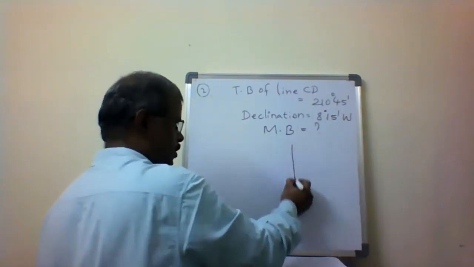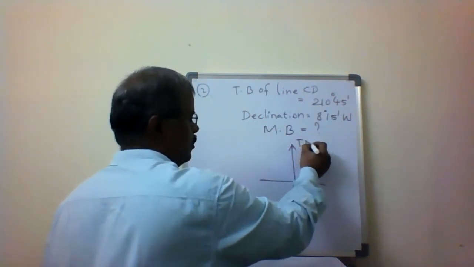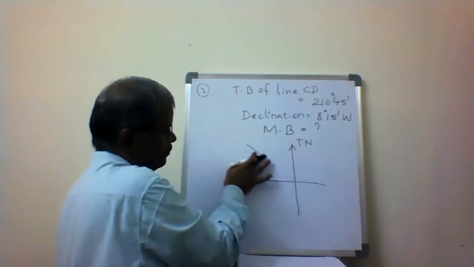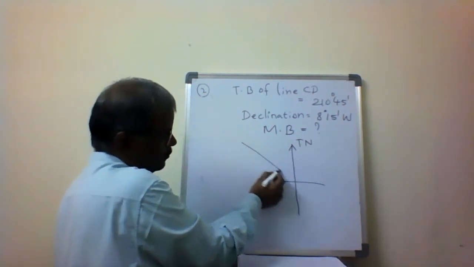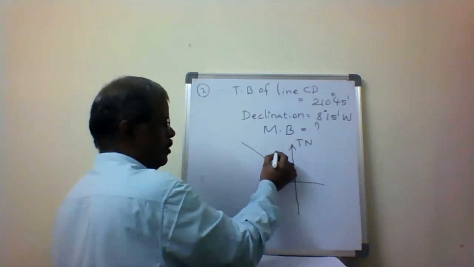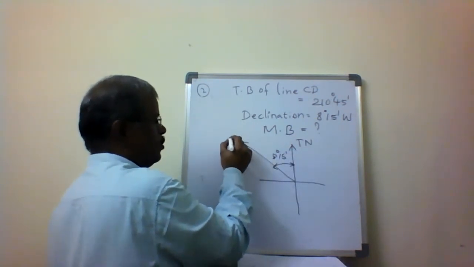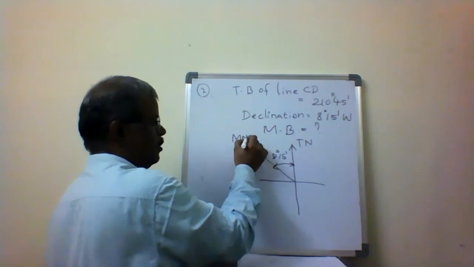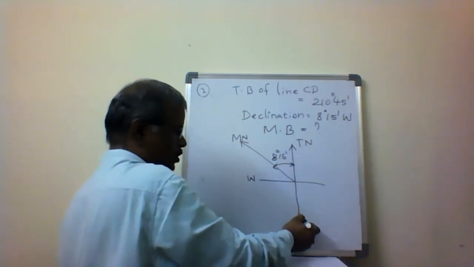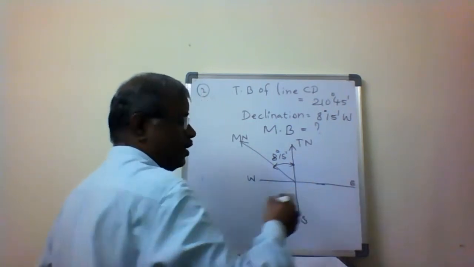So once again we can draw the diagram. True north. The declination of 8 degrees 15 minutes is given as west. So this is magnetic north towards the west, with north, south, and east marked.